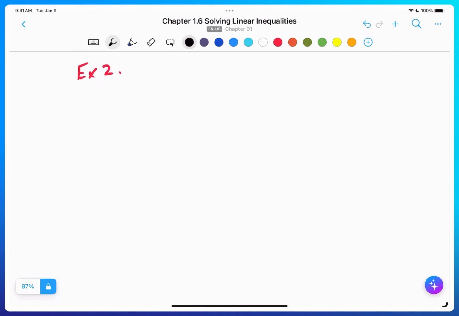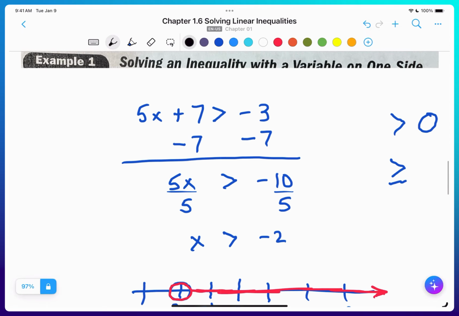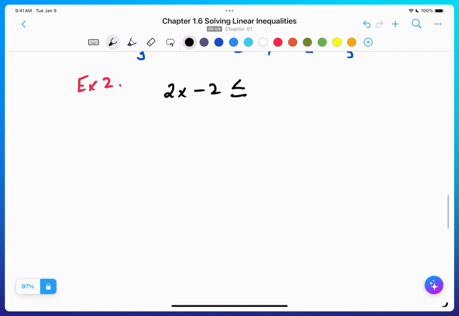You have 2x minus 2, and that is greater than or equal to. Now remember what I was telling you about greater than or equal to? It would have been a solid line. I don't know why that went away, but it would have been a solid line. So we're going to look at this one. Watch how this one works.